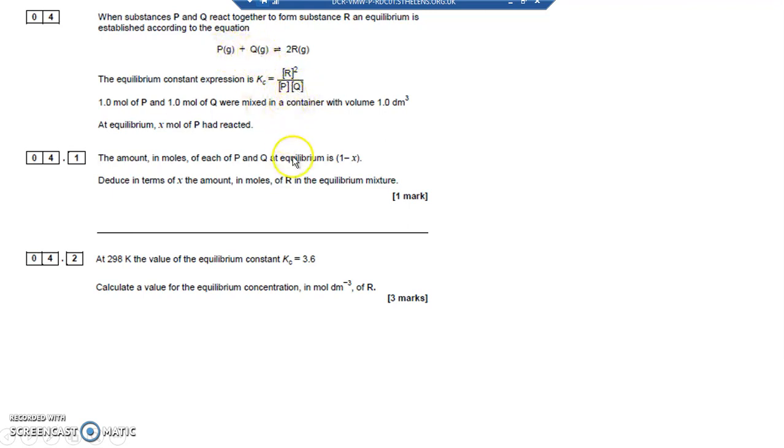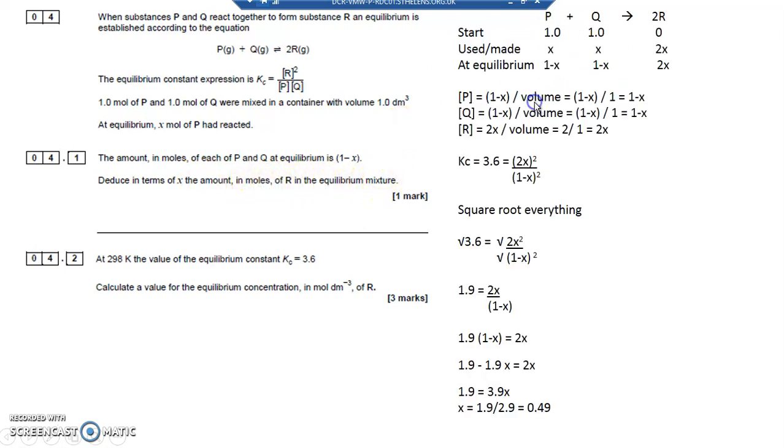side as the reactants. 1 mole of P and 1 mole of Q were mixed in a container with volume 1 decimeter cubed. At equilibrium, X moles of P had reacted. The amount in moles of each of P and Q at equilibrium is 1 minus X. Deduce in terms of X the amount in moles of R in the equilibrium mixture.